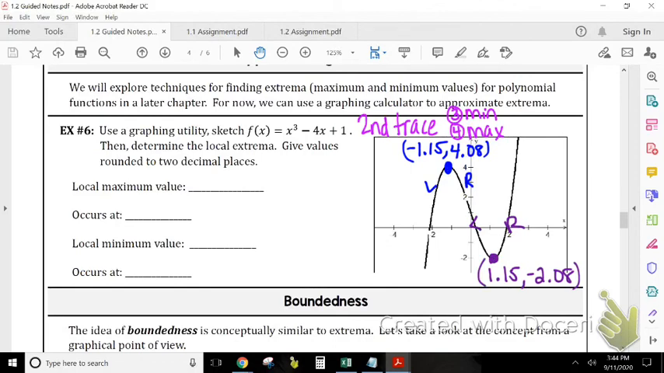Now that we have our ordered pairs, we can go ahead and start answering the questions. It wants to know the local maximum value. Remember, when it's looking for the value, it's looking for the y. So it's going to be 4.08, and it occurs where it's happening, which is labeled by your x's. So x is equal to negative 1.15. Then it wanted the local minimum value, so that's the y, which is negative 2.08. And that's going to occur at the x value, which is x equals positive 1.15. I put the x there twice, so I confused myself.